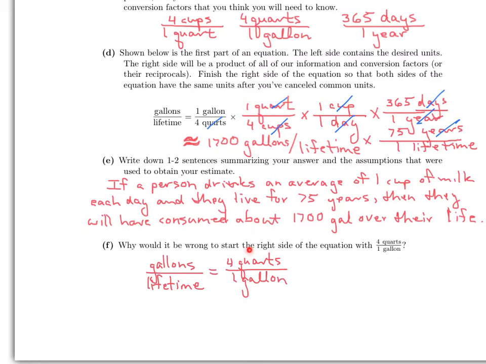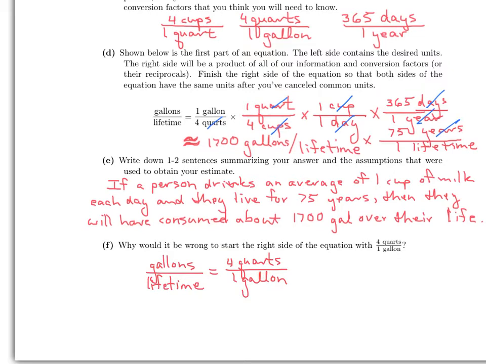After all, this conversion factor is just the conversion factor that we had up here. Why couldn't we have started the right-hand side with this conversion factor when up here you can see we started with the reciprocal? And the answer to this question is that if you look at the left side here, gallons is in the numerator. If gallons is in the numerator on the left side of the equation, gallons has to be in the numerator on the right side of the equation, and you can see it's in the denominator here.